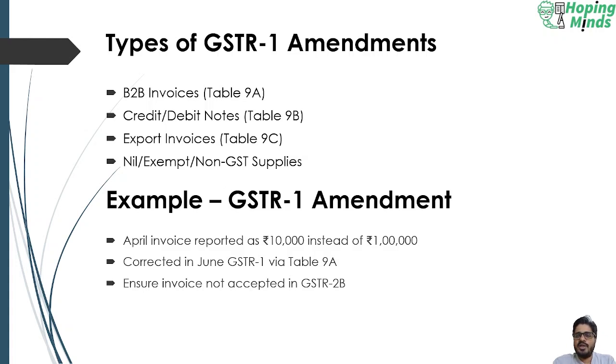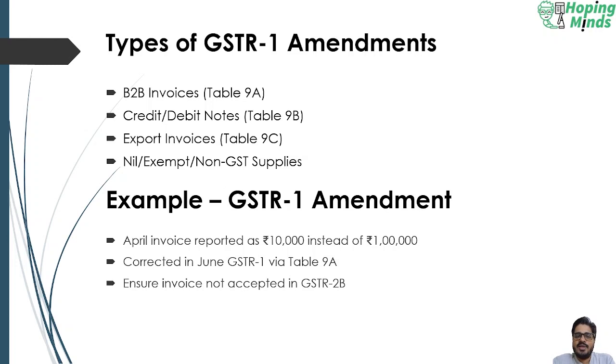So, where to amend the records? Amendments are reported in the same sections in the subsequent month's GSTR-1 return. Table 9A facilitates the amendment of B2B invoices. Table 9B facilitates amendment of credit notes and debit notes. Similarly, table 9C amends the export invoices.